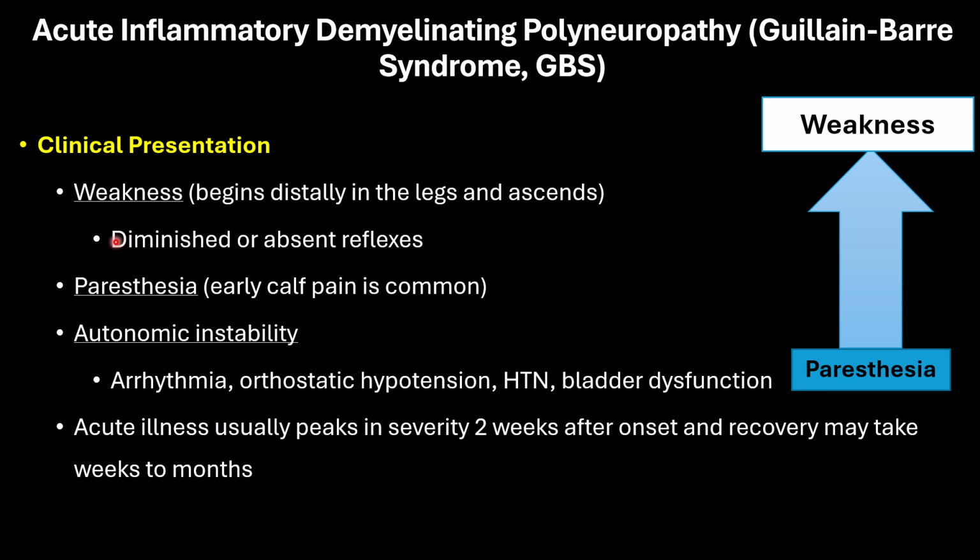Most of these patients will have diminished or absent reflexes. They may have paresthesia, which is pain in the muscle, in the calf muscles or the calf area. Autonomic instability: they may have arrhythmia like tachycardia, bradycardia, orthostatic hypotension. So change in blood pressure is very common, and bladder dysfunction, very common. Acute illness usually peaks in severity 2 weeks after the onset, and recovery may take weeks to months.